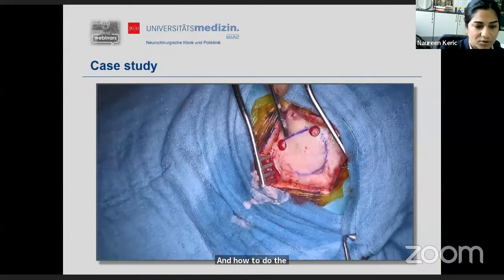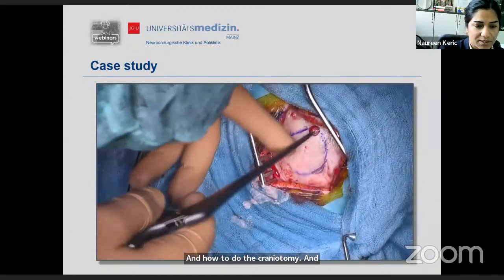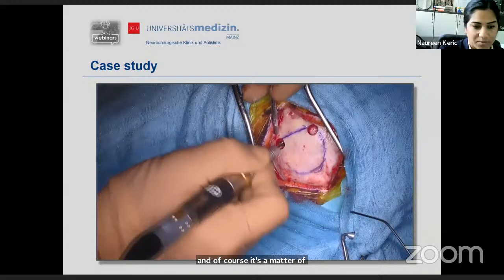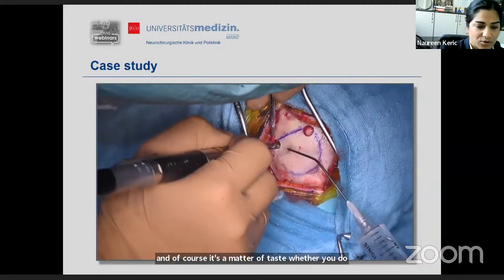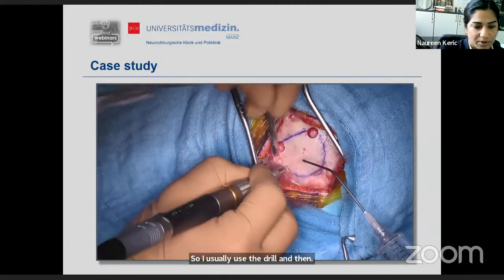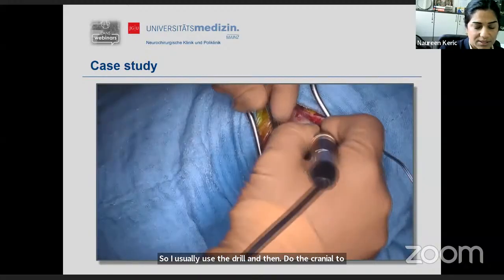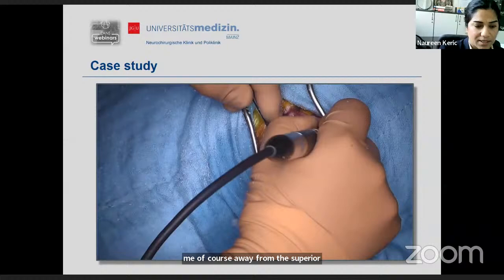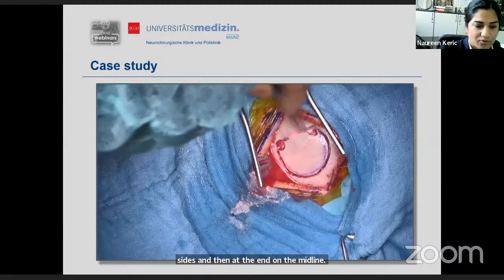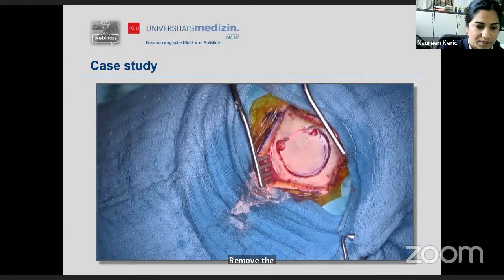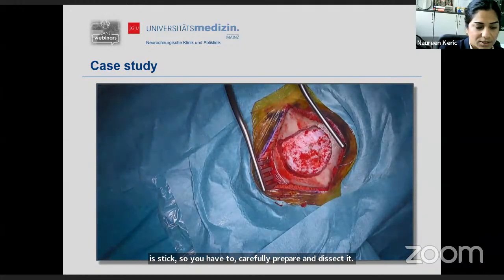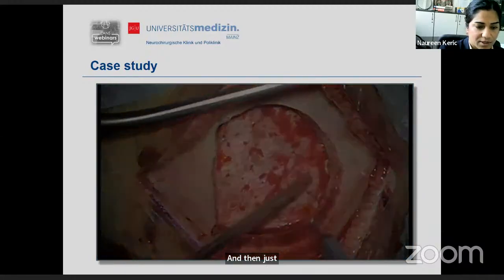And classically, of course, you do the 2 burr holes on the superior sagittal sinus. And it's a matter of taste whether you do wire trepanation or use the drill. I usually use the drill, and then do the craniotomy, of course, away from the superior sagittal sinus from both sides, and then at the end on the midline. Remove the bone flap, being careful with the dura if it is stuck, so you have to carefully prepare and dissect it, and then irrigate so you have a clear situs.